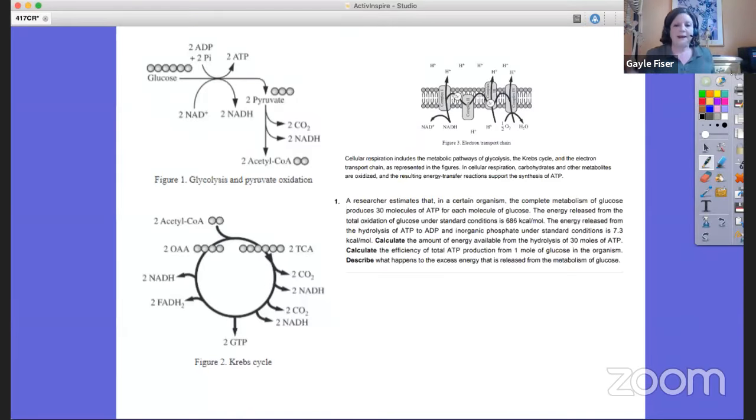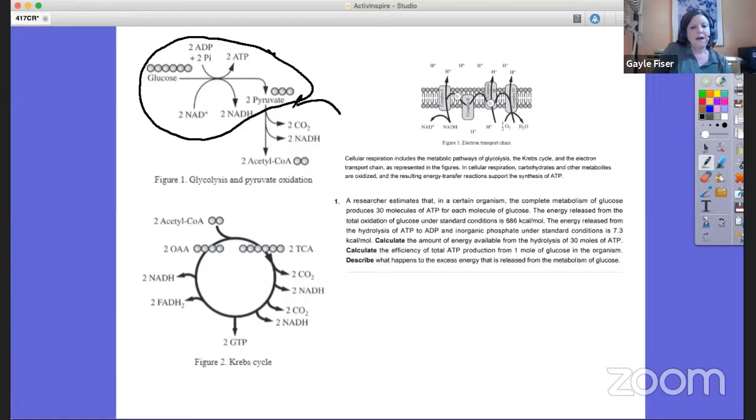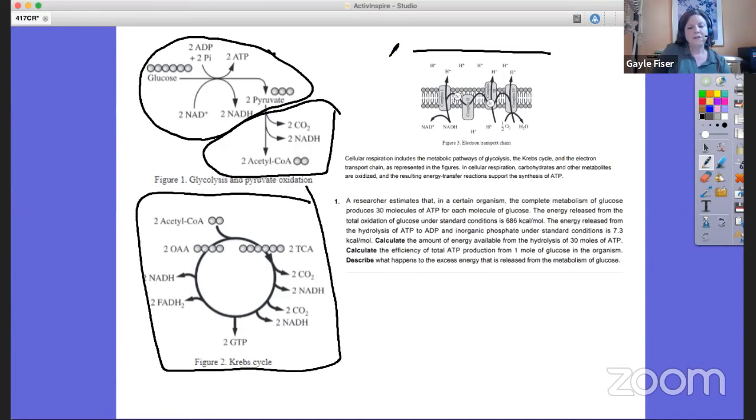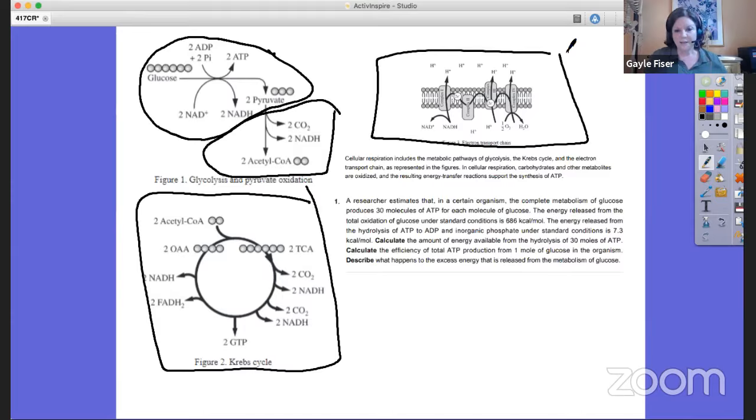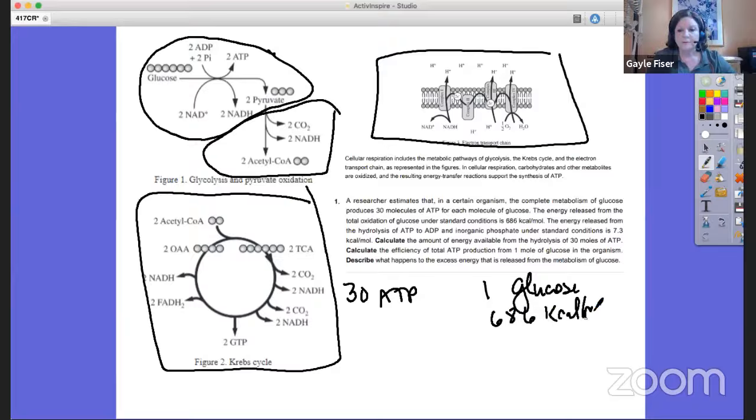In fact, we're going to talk about that right now. All right, so we're not really going to need these diagrams, but here, just for review, is our glycolysis. Then we have pyruvate oxidation, Krebs cycle, and our electron transport chain. So the question: a researcher estimates that in a certain organism, the complete metabolism of glucose produces 30 molecules of ATP for each molecule of glucose. The energy released from the total oxidation of glucose under standard conditions is 686 kilocalories per mole.